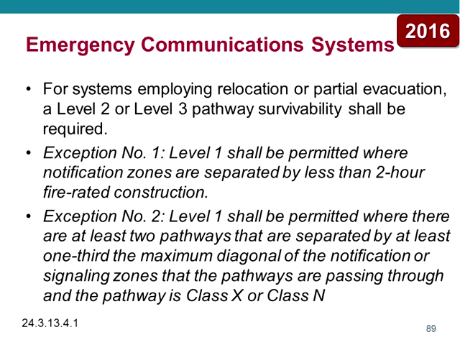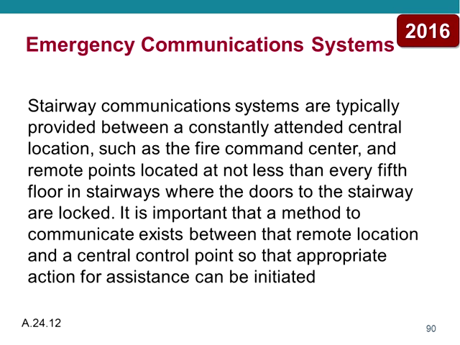And then exception 2, level 1 is permitted where there are at least 2 pathways separated by at least 1/3 of the maximum diagonal of the notification or signaling zones that the pathways are passing through, so that they're isolated. And then we have to make sure that they're Class X or Class N, so that they are separated. In the event of a fire in one area, it won't take down my outgoing and return. So I've either got a high level of survivability, or I have separation by rated construction, or I have physical separation by at least 1/3 of the diagonal distance. So there are some different ways to meet the requirements here.